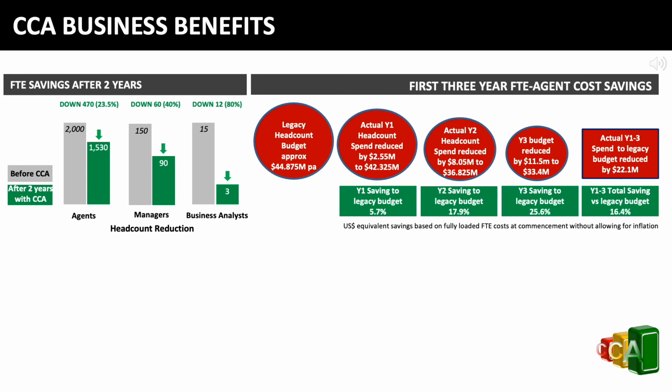These graphs show how, as quality and efficiency improved, so did productivity. The result is a classic example of more for less. Within 2 years, the number of agents, team leaders, managers and business analysts dropped, even as the underlying business grew. This translated to substantial cost savings, especially from the beginning of year 2, as efficiencies kicked in and agent numbers reduced.